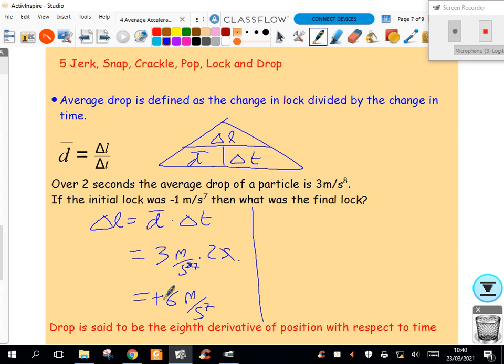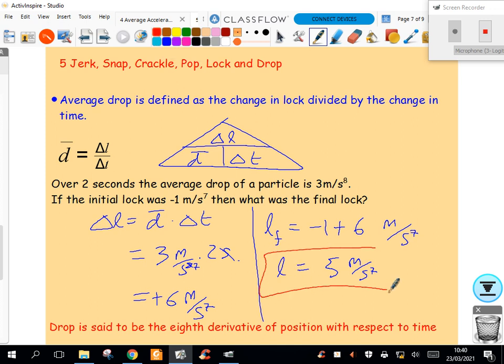So my final lock, L final, is going to be my initial lock, negative 1. And it's then increased by 6. My units are going to be meters per second to the power of 7. So that's going to be 5 meters per second to the power of 7. Much harder to visualize what these things mean. But for our purposes, all we're talking about is different derivatives of position. Drop is said to be the 8th derivative of position. So velocity is the first derivative of position, acceleration is the second, jerk is the third, snap is the fourth, crackle is the fifth, pop is the sixth, lock is the seventh, and drop is the 8th derivative of position with respect to time.